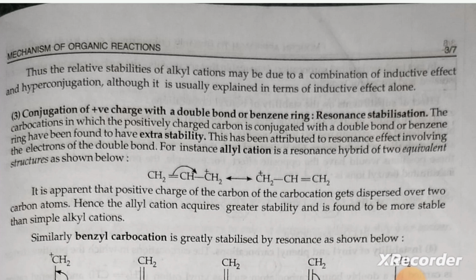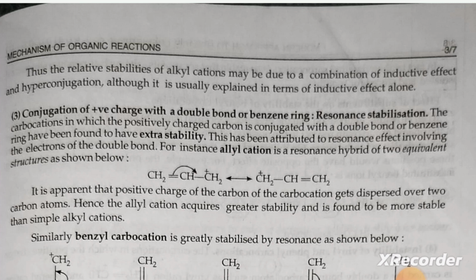For instance, allyl cation is a resonance hybrid of two equivalent structures as shown below. CH2 double bond CH single bond CH2 positive, resonance sign, CH2 positive CH double bond CH2. It is apparent that the positive charge of the carbon of carbocation gets dispersed over 2 carbon atoms. Hence, the allyl cation acquires greater stability and is found to be more stable than simple alkyl cation.